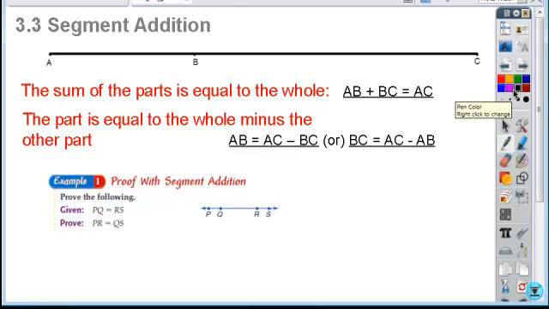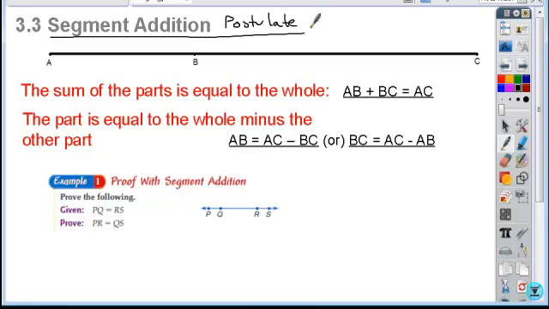Right, so segment addition is a postulate, and that means that we're not going to prove its existence. We're just going to make the assumption that it's true. And because it's a postulate, it applies specifically to geometry and is based on the constructions or geometric figures there.